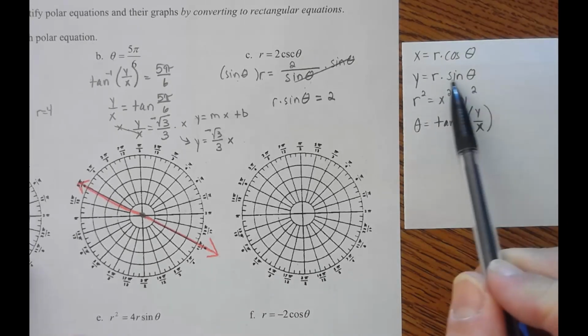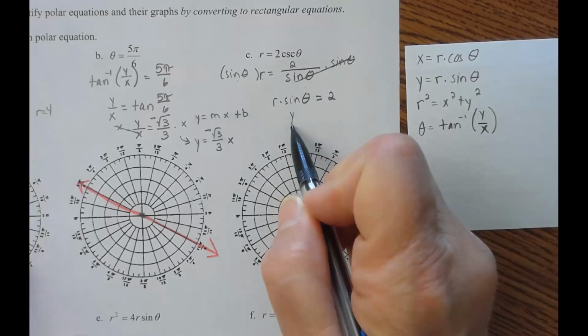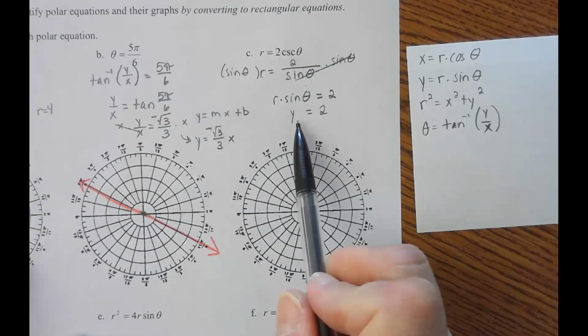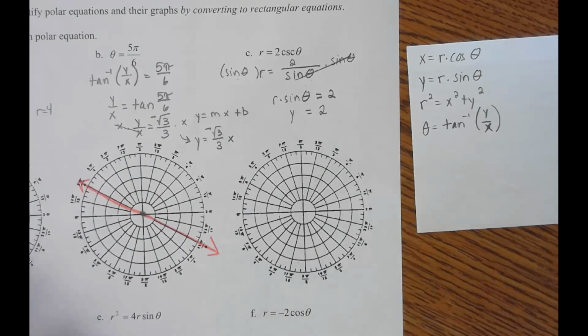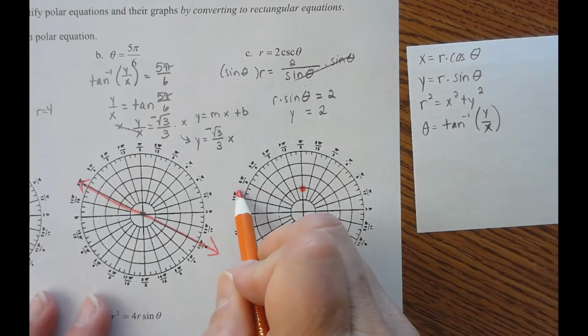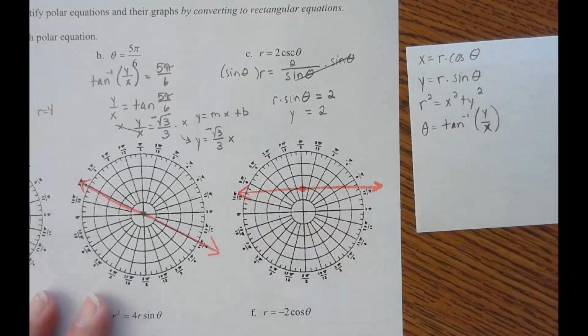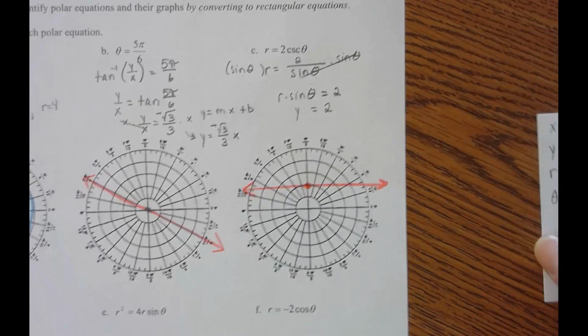r times sine of theta is equal to y. So I can substitute y in place of r sine theta. And now I have the equation y equals 2, which I recognize as a horizontal line through 2. So I go to my graph, I go up to 2, and I draw a horizontal line. Next equation.